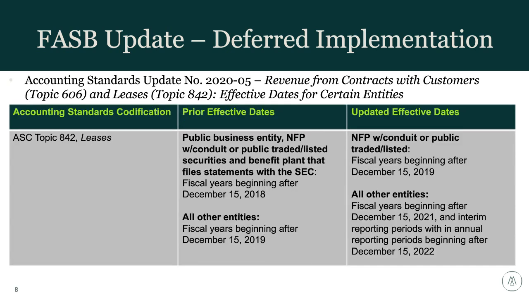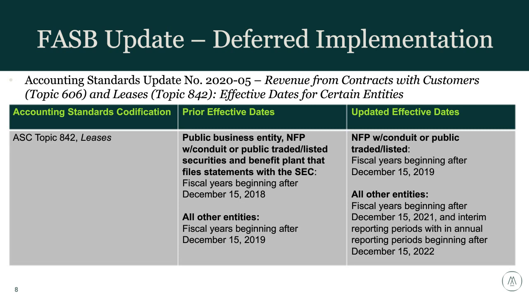For leases, Topic 842, the entities that have conduit or publicly traded or listed securities, that was effective for years beginning after December 15th, 2018, or what would have been June 30th, 2020 year ends. That has been extended through June 30th, 2021 for anyone who has not yet issued those financial statements.